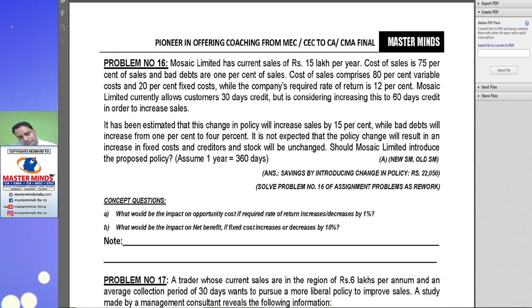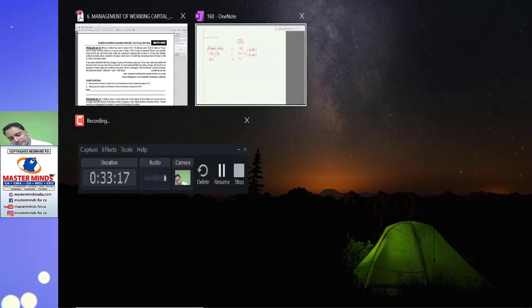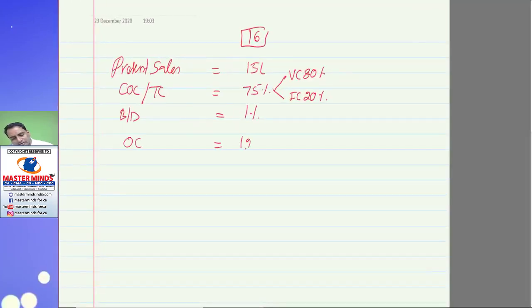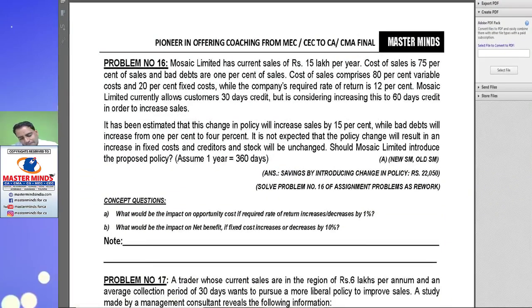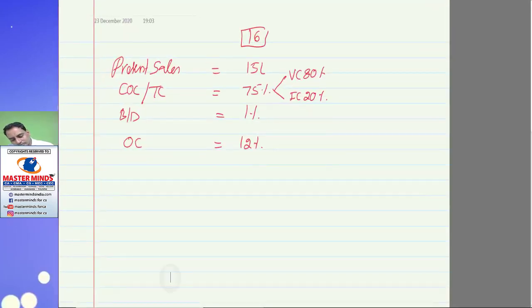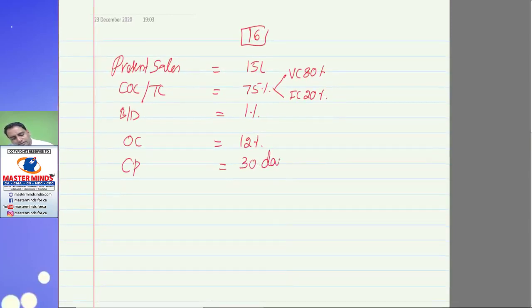Okay. While the company's required rate of return is 12%. Required rate of return, also known as opportunity cost, 12%. The company currently allows 30 days credit to customers, but it is considering increasing this to 60 days in order to increase the sales. Credit period 30 days. Proposed 60 days.